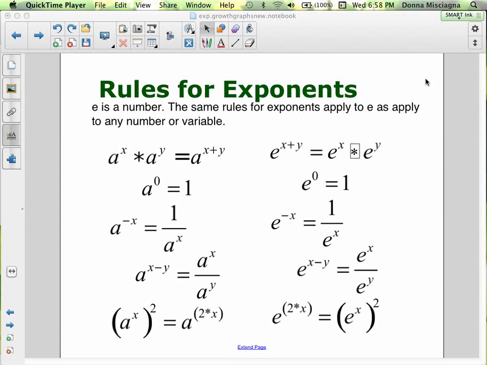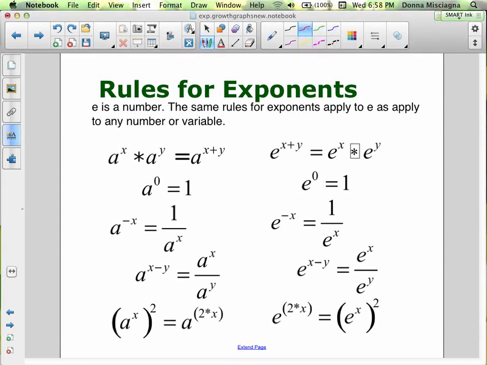All right, so if you multiply like bases, and here I'll make a handy dandy arrow so you know where I'm talking about. If we multiply like bases raised to a power, you add the exponents. It doesn't matter whether that's a number, a variable, or e, right? When you multiply, you just add the exponents. Anything to the 0 power, including e, is just 1.